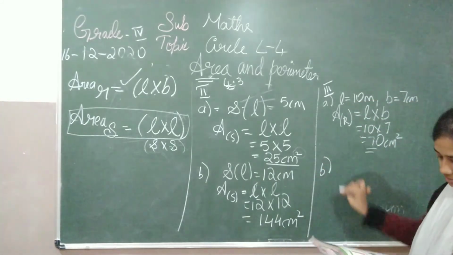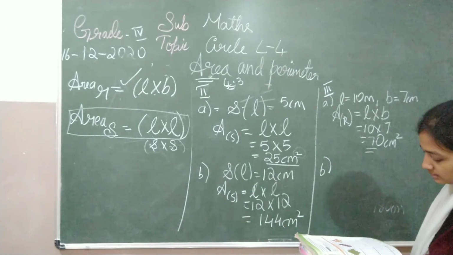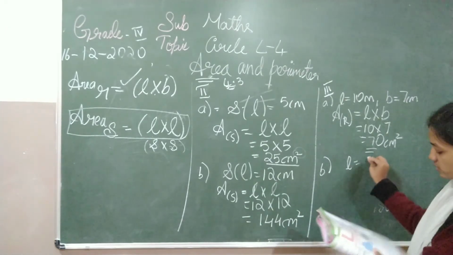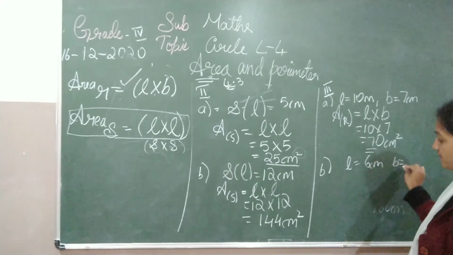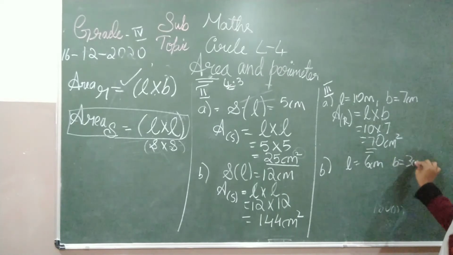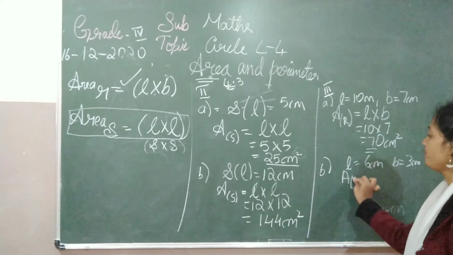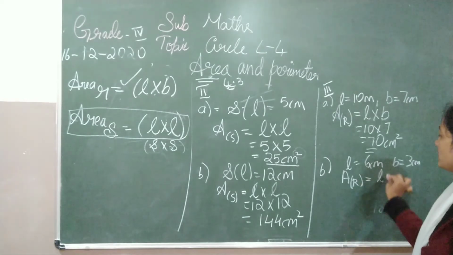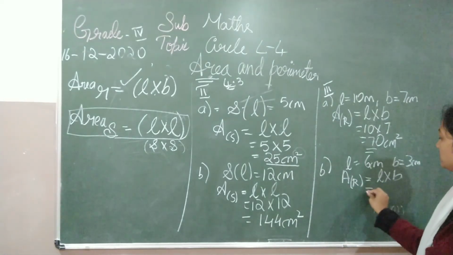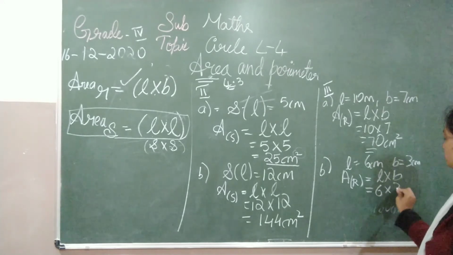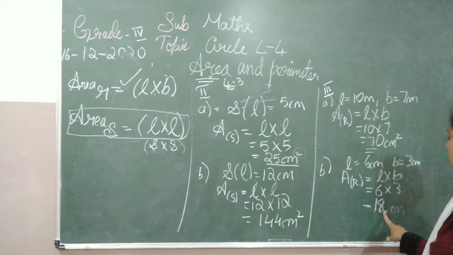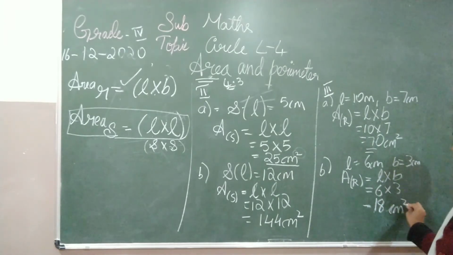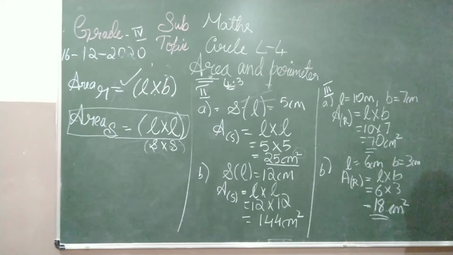Now let us try one more sum. That is B1, where L is equal to 6 centimeter, because it is the longest one, 6 centimeter. B is equal to 3 centimeter. So area of rectangle is equal to L into B, which is equal to 6 into 3. What are 6 threes? 6 threes are 18. 18 centimeter square. This is the answer. You can find the next two.